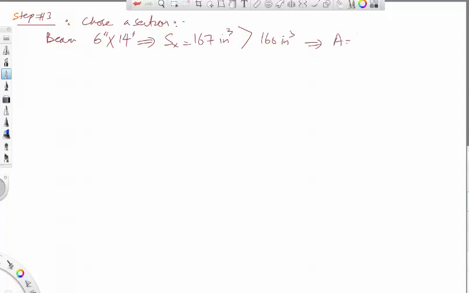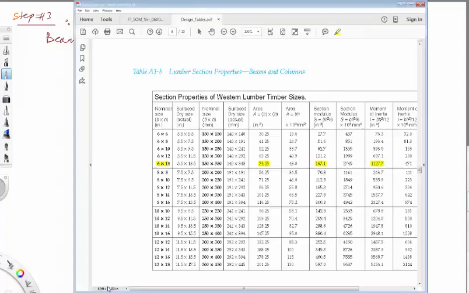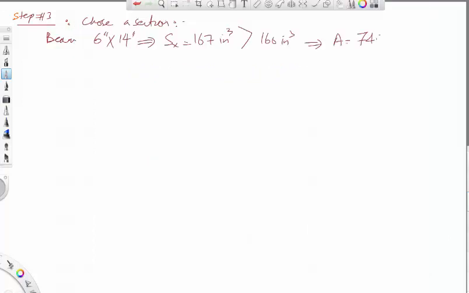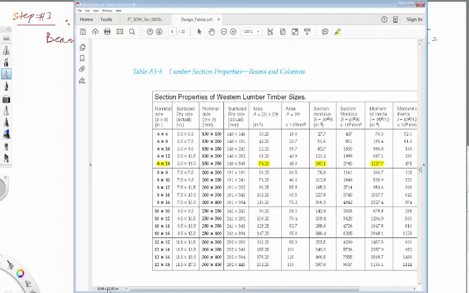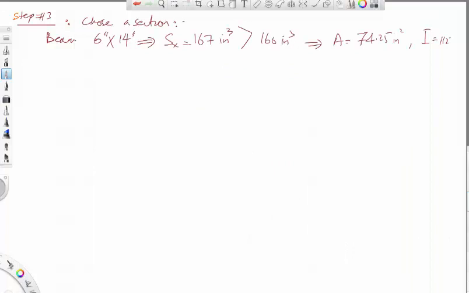And of course I have to get the other values. The area, let me double check, is 74.25 inch square, and I need the moment of inertia value, which is equal to 1127.7 inch to the power of 4. So this is what I need from the section. This is familiar so far because we did this before in the previous one.